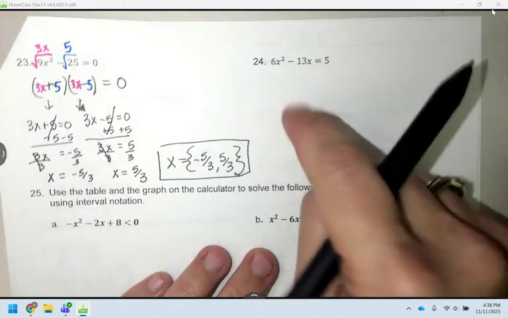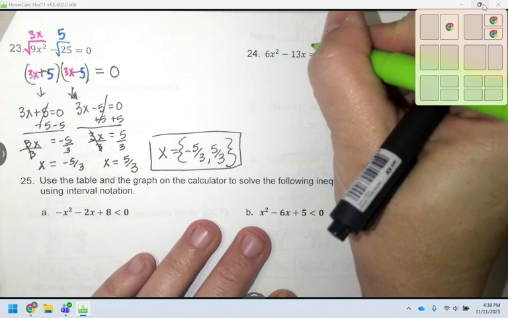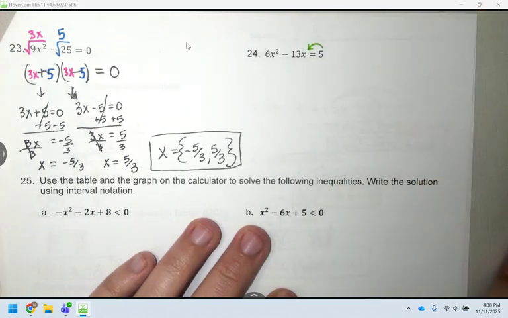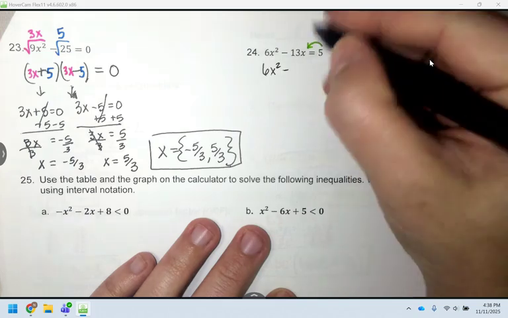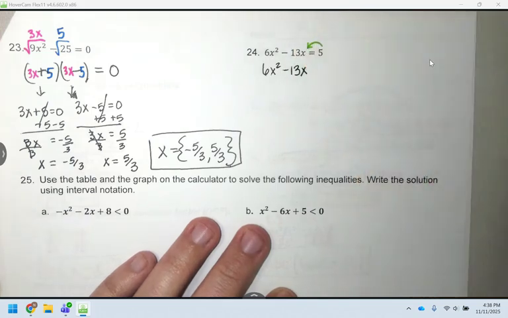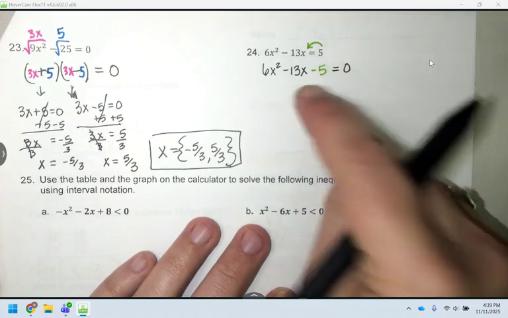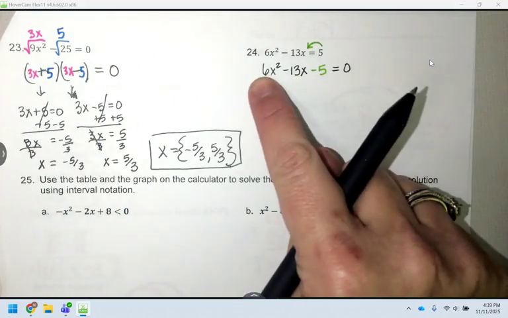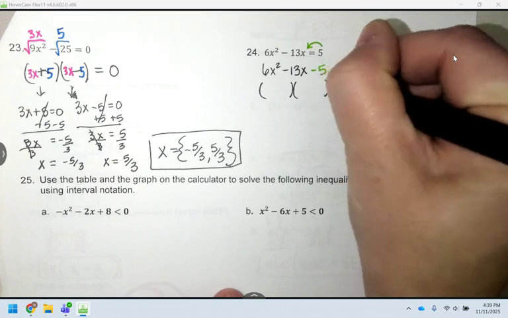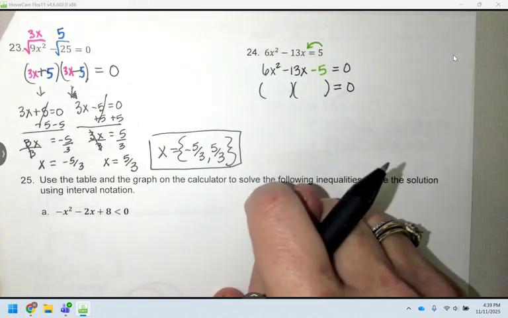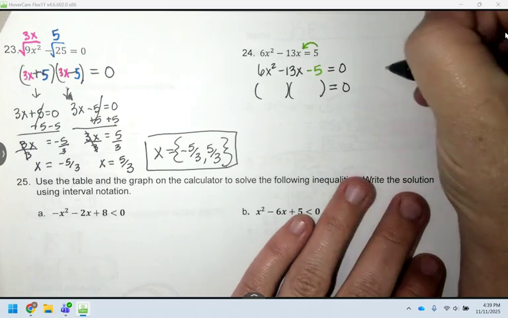All right, this one has 3 terms, but it's not equal to 0. So the first thing we need to do, move this over. When I move that over, it changes its sign. It's the same thing as subtracting 5 from both sides. And now we're going to factor this. First, check if 6, 13, and 5 can be divided by something, and it can't. So we're going to factor it. And I did box method last time, so let's do split the middle term.